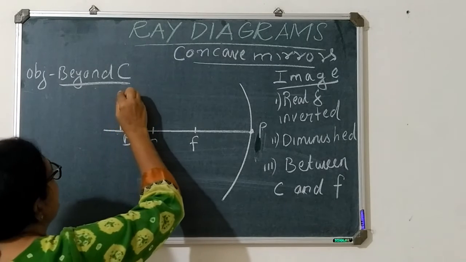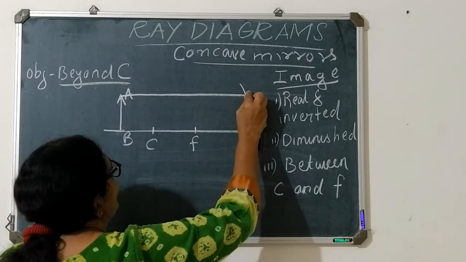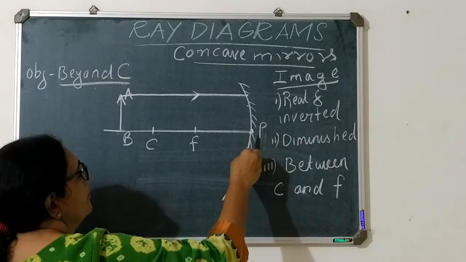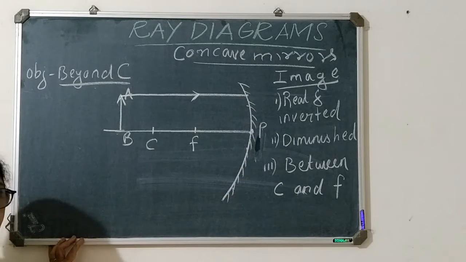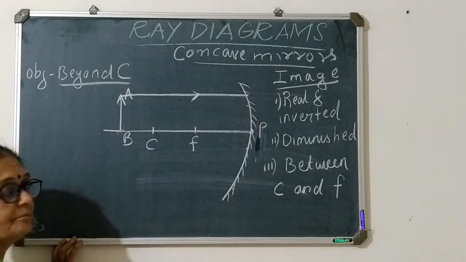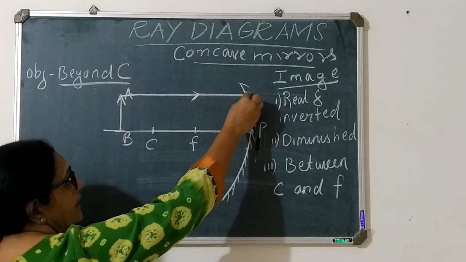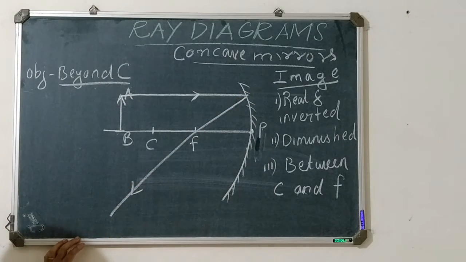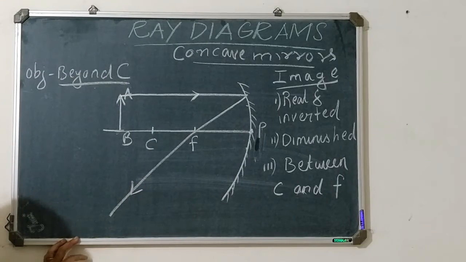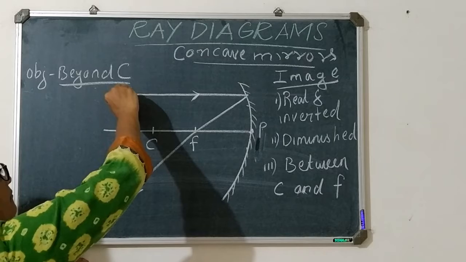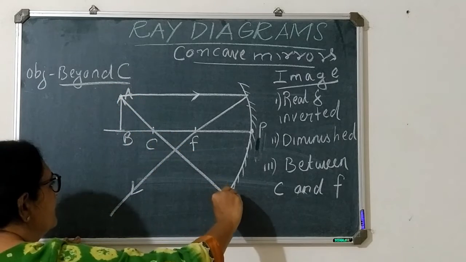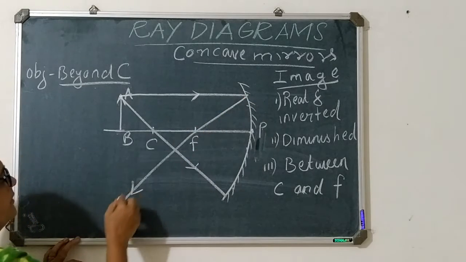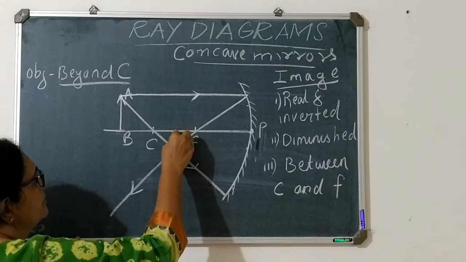So one ray let us consider running parallel to the principal axis and incident on the mirror. This is a concave mirror. And we know that any ray running parallel to the principal axis, after reflecting, will pass through the focus. So this is the reflected ray. Arrows I told you are important. And the second ray will pass through the center of curvature. And where these two rays meet, there the image will be formed.